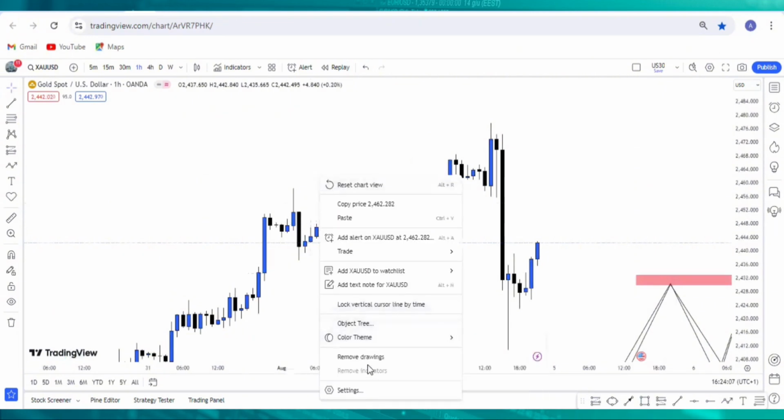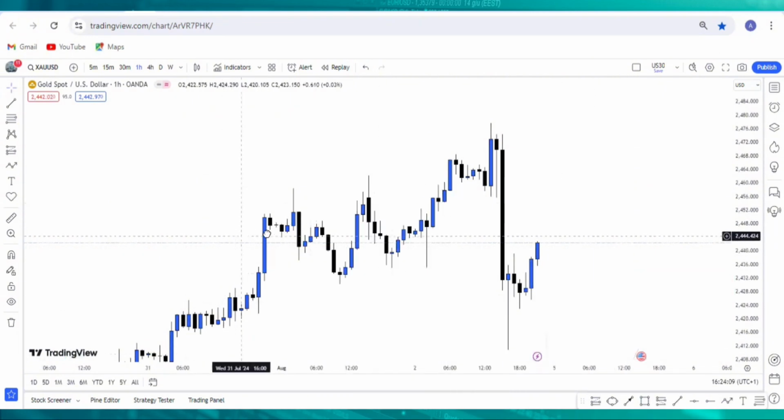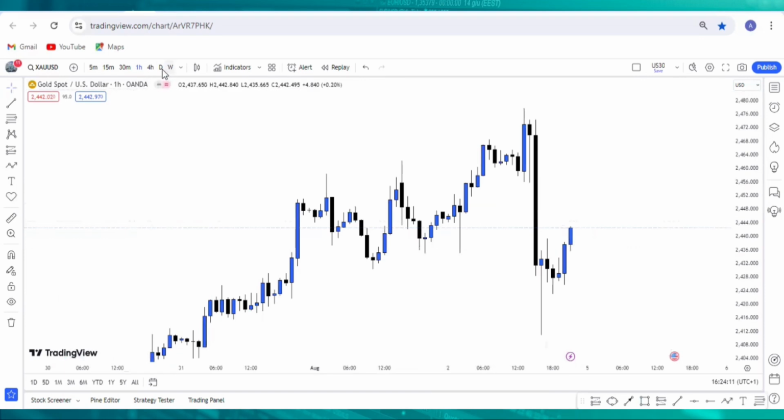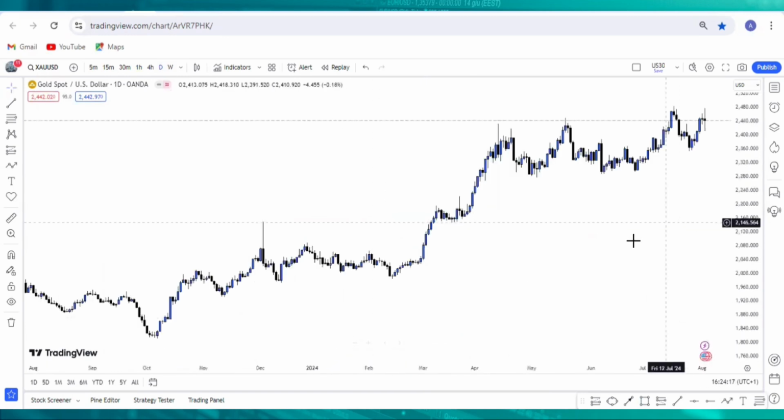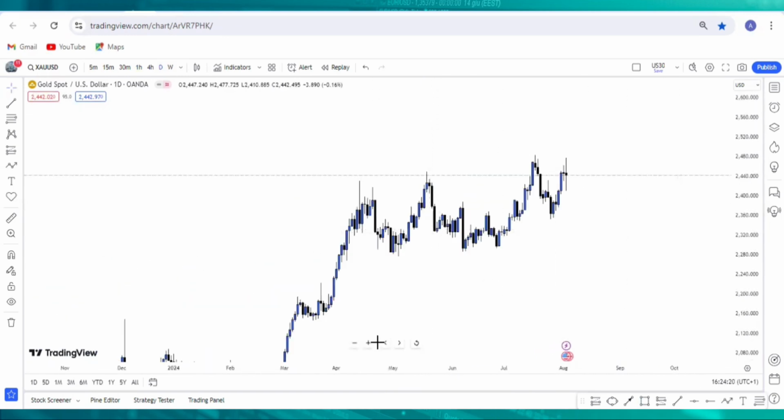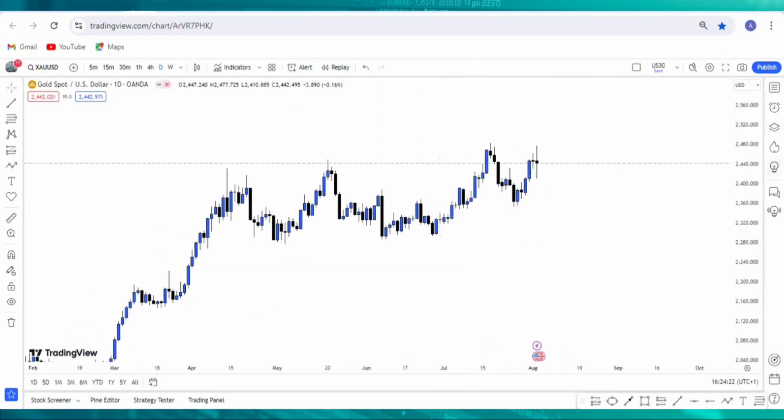So right now, we will start doing our top-down analysis. This is the 1 hour time frame on the gold market. So first of all, we'll go to a daily time frame as a day trader, right? I'll go to the daily time frame to identify the trend of the market. What is the market doing and what is the pattern the market is creating at this moment, all right?